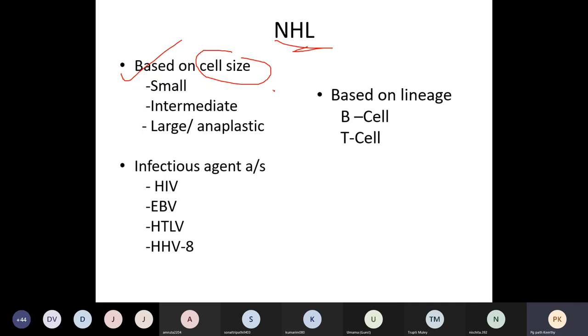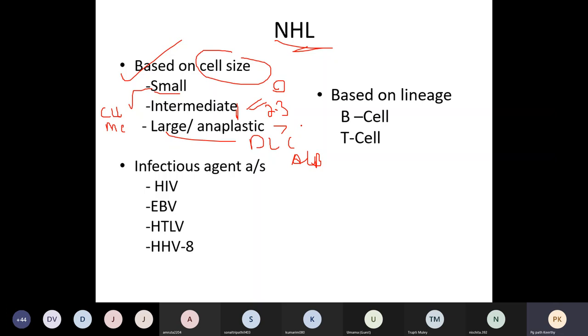In large, you will get DLBCL and anaplastic large cell lymphoma. In small will be the naive cells. What are the naive cells? That is CLL. CLL is a small cell, right? Even mantle cell arises from naive cells, so these all come under small. Whereas follicular, Burkitt and other things will come in intermediate to large. What is intermediate and large? You compare with the size of a normal lymphocyte. Small means the same size as a lymphocyte. Intermediate means around 2 to 3 times. Large means more than 3 times the lymphocyte.